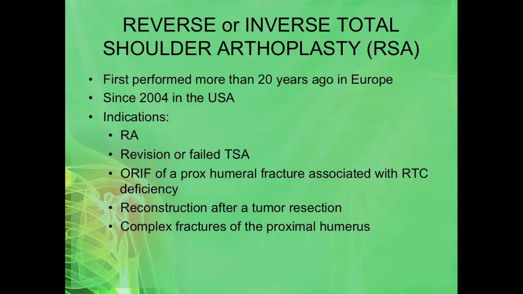If they had an open reduction internal fixation of a proximal humeral fracture that was associated with rotator cuff deficiency, it's usually used as a reconstruction after a tumor resection, or if they've had complex fractures of the proximal humerus, a very certainly hard procedure.